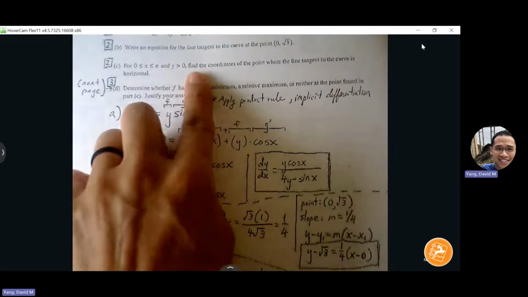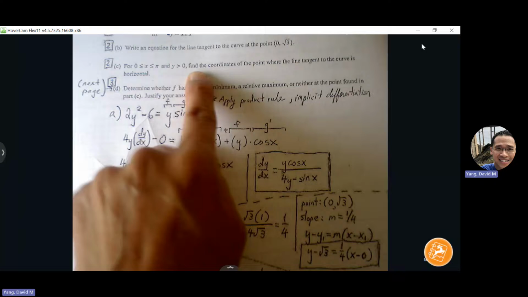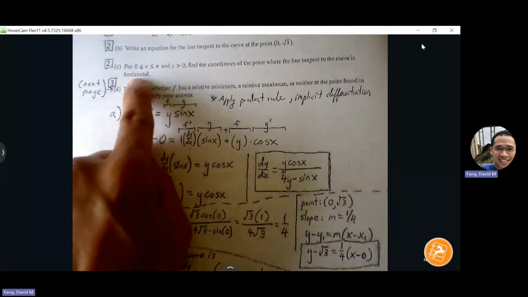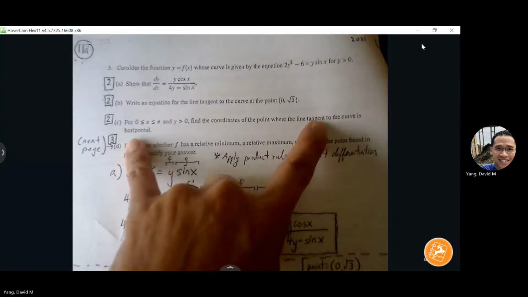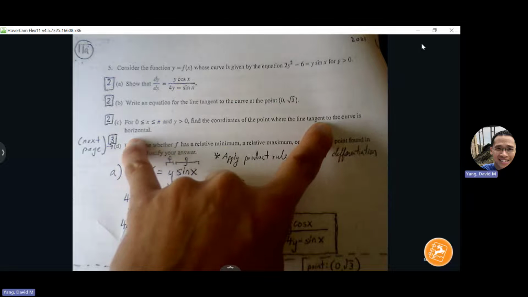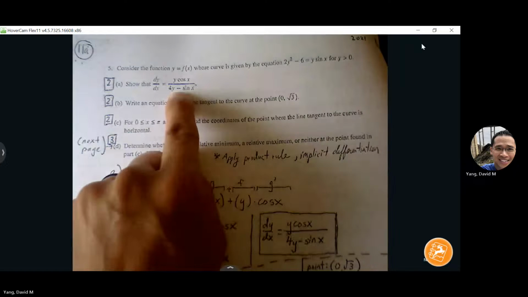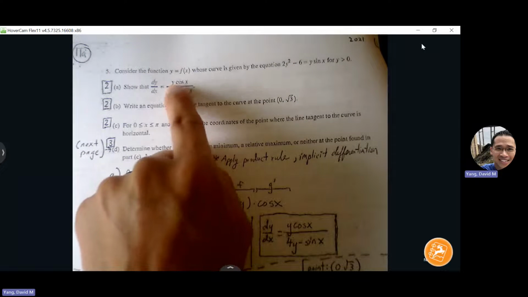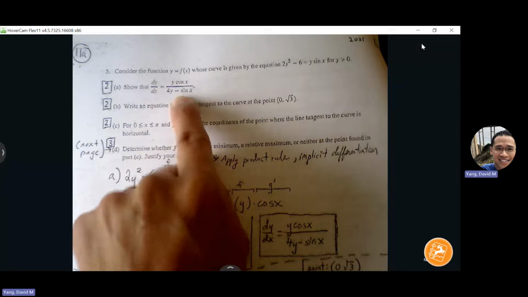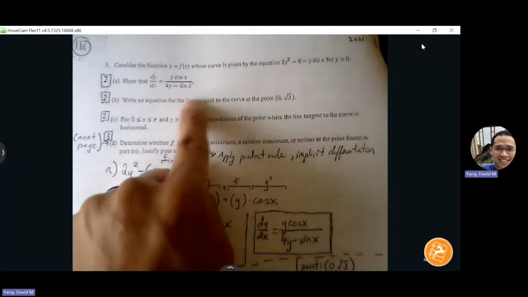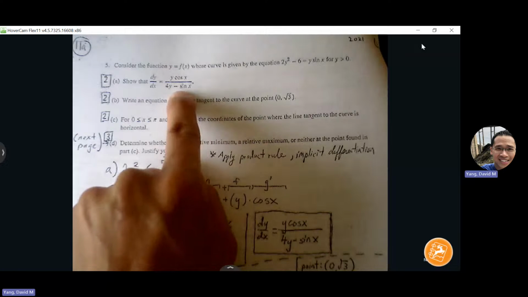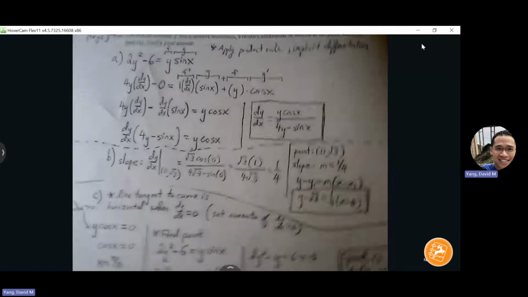Part C, find the coordinates where the line tangent to the curve is horizontal. So horizontal tangent means where the what of the derivative is equal to 0. Where do we look, horizontal tangent versus vertical tangent? Horizontal tangent, we set the numerator or denominator? Numerator equal to 0. If we're looking for vertical tangent, then we're going to set the denominator of the derivative equal to 0. Okay, so we're going to set the numerator equal to 0.